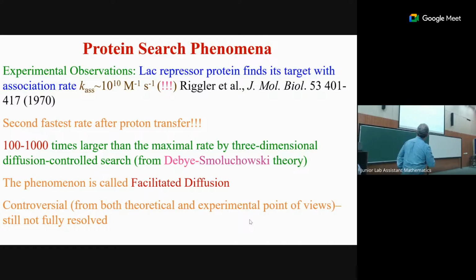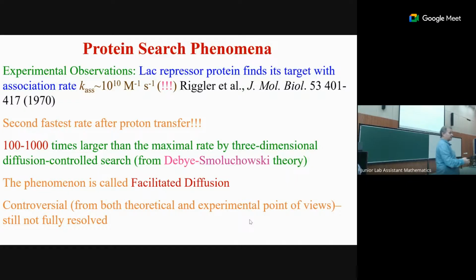With this protein target search, there are a lot of interesting observations. Some of the proteins, for example this protein called lac repressor, people have measured the rate at which this protein can find the target, and it is amazingly fast. In this case, it's 10 to the 10 per mole per second. The problem is not that it's so fast, although it's among the fastest chemical rates. The problem is that it violates a theoretical limit known as the Debye-Smoluchowski diffusion control limit.